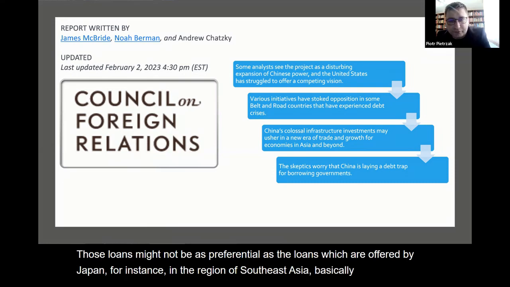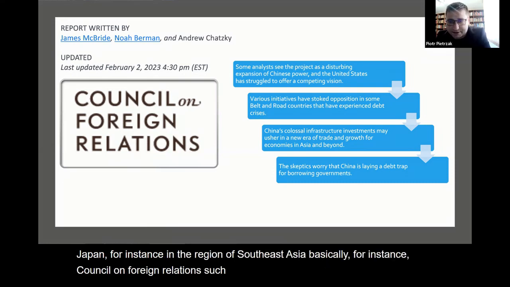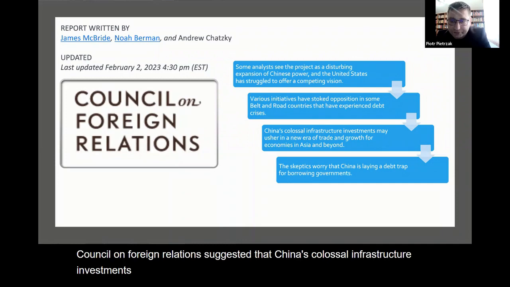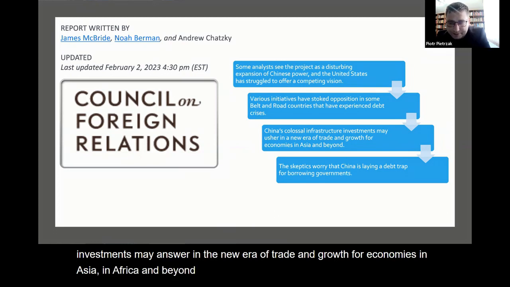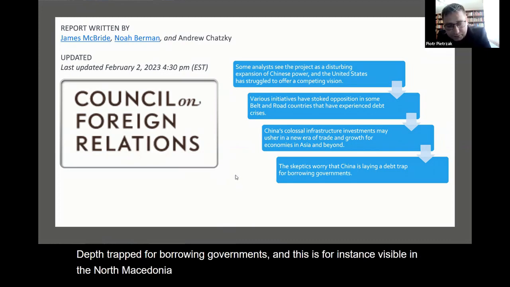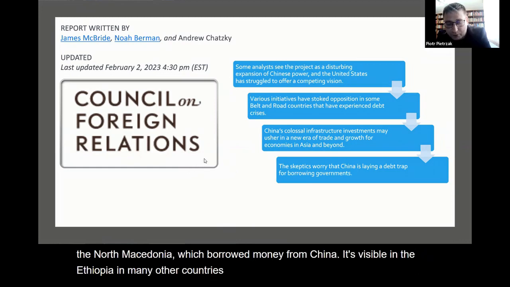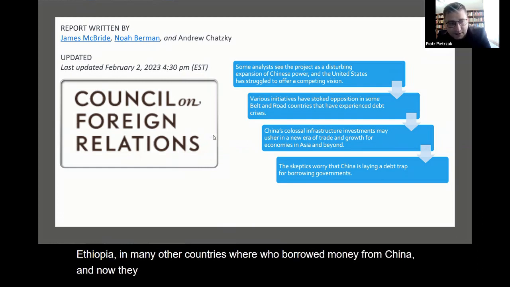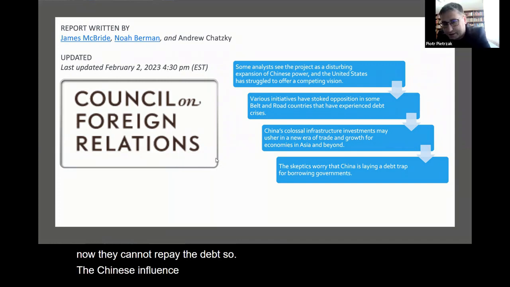For instance, the Council on Foreign Relations suggested that China's colossal infrastructure investments may usher in a new era of trade and growth for economies in Asia, in Africa, and beyond. But the skeptics worry that China is laying a debt trap for borrowing governments. This is visible in North Macedonia, which borrowed money from China. It's visible in Ethiopia and in many other countries that borrowed money from China and now cannot repay the debt. So the Chinese influence in this respect might be projected in various ways.